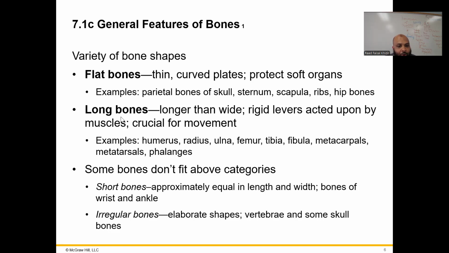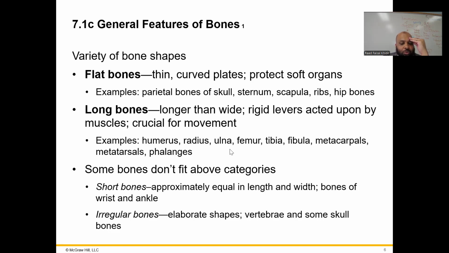There are long bones. These long bones are longer than wide, and they are like rigid levers that are acted upon by the muscles, and they are crucial for movement. Examples are the humerus, the radius, the ulna, the femur, and the tibia. These are long bones, while your flat bones are the parietal bones of the skull, the sternum, the scapula, the ribs, and the hip bones.